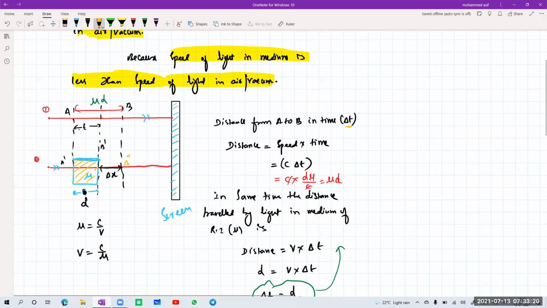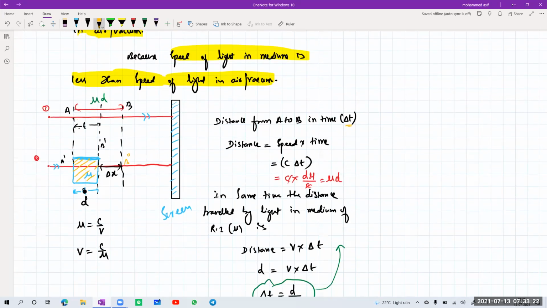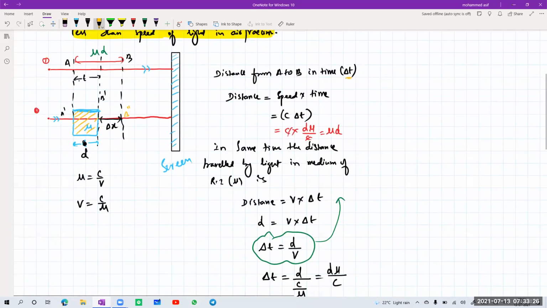In the same time of delta t, the distance traveled by the light in the medium of refractive index mu. So distance is equal to again speed into time. Now the speed of light in the medium is changing. It is not c, it is v. When it is traveling in a medium, the speed of the light is lesser. I am representing it by v. So it is v. In how much time? Same delta t. D is the distance, this distance of thickness. So d is equal to v into delta t, so delta t is equal to d by v.